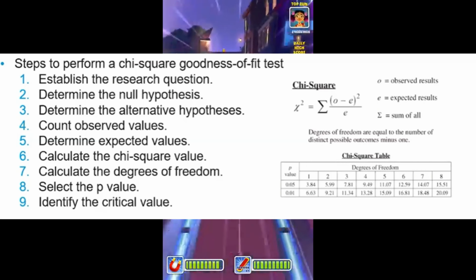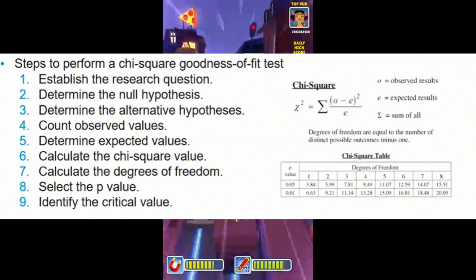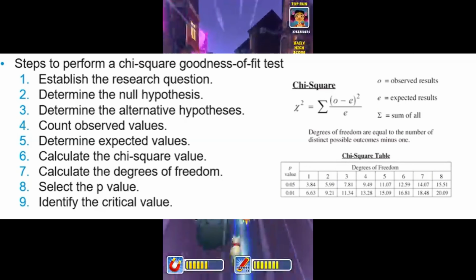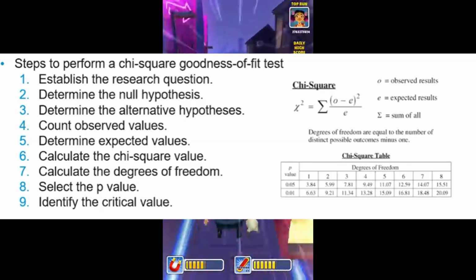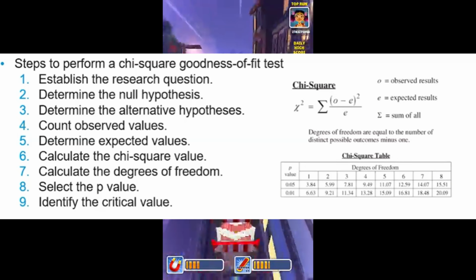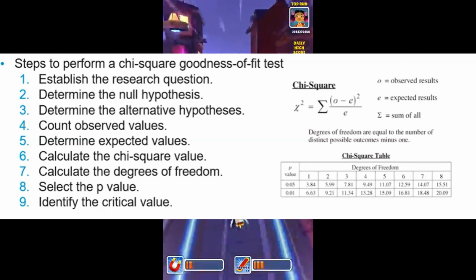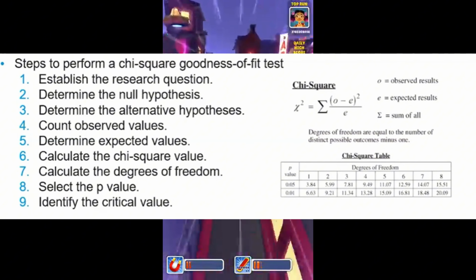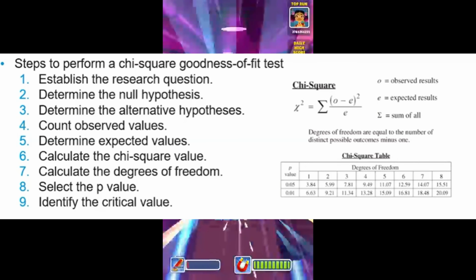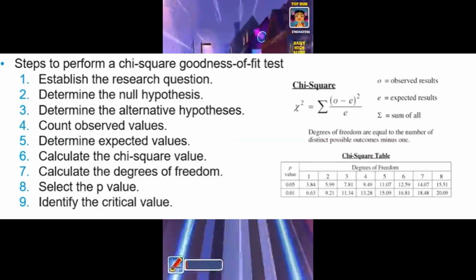To perform a chi-square goodness of fit test, you must first establish the research question, then determine the null hypothesis and the alternative hypothesis, then count the observed values, then determine the expected values, then calculate the chi-square value, then calculate the degrees of freedom, then select the p-value, and finally identify the critical value.